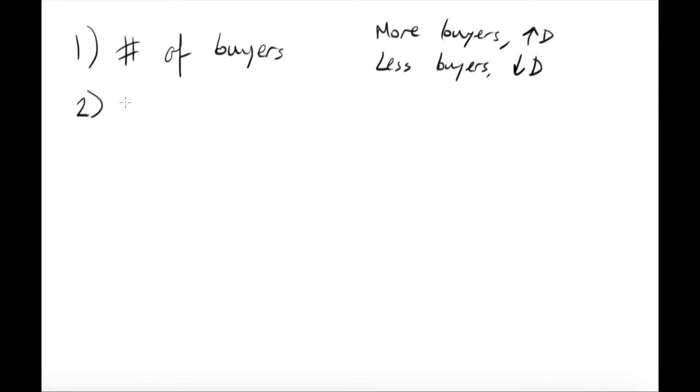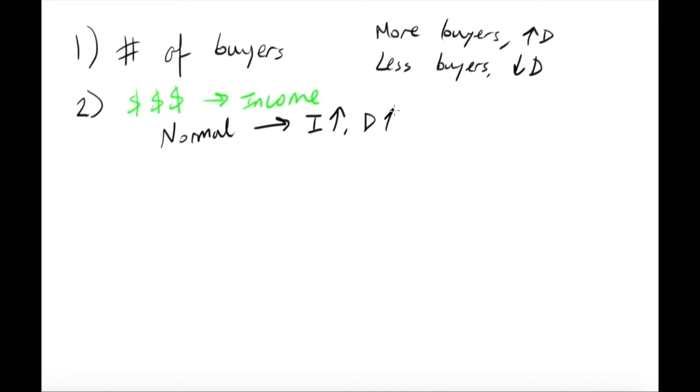The second factor to consider is income. This is just the buying power of people. This is important because if you have a lot of income and it's a normal good, then that means that as income goes up, the demand will go up as well.